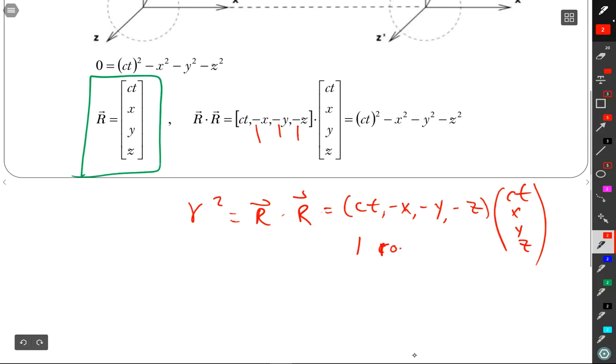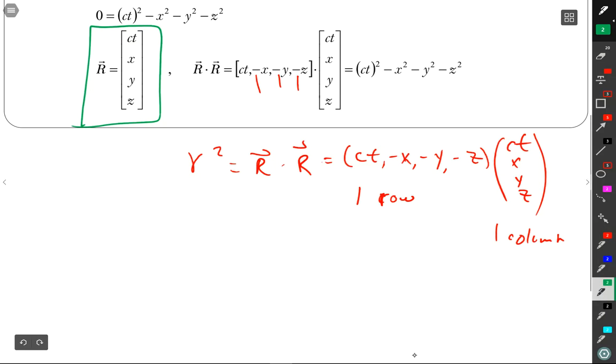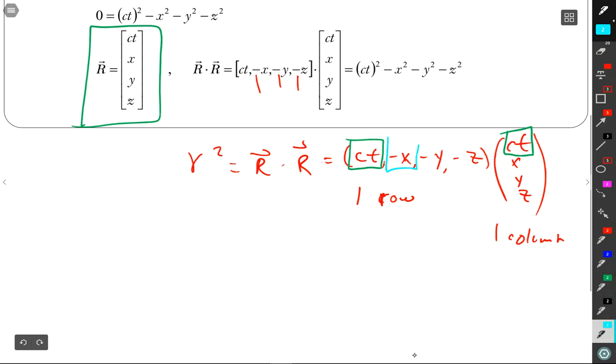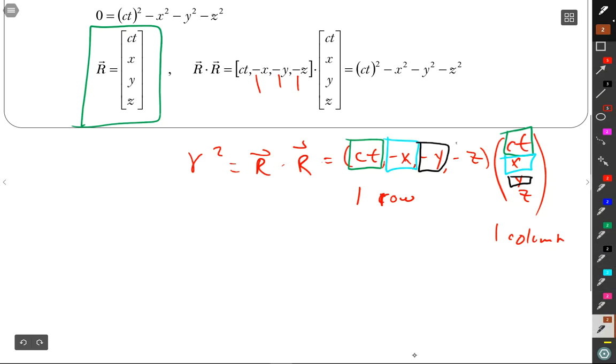row and 1 column. So I'm only going to get one result here because it's going to be row 1, column 1 is the only result. And then to do it, I'm going to take the first item in the row times the first item in the column, plus the second item in the row times the second item in the column, plus the third item in the row times the third item in the column, plus the fourth item in the row times the fourth item in the column.